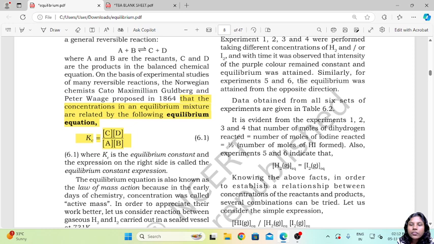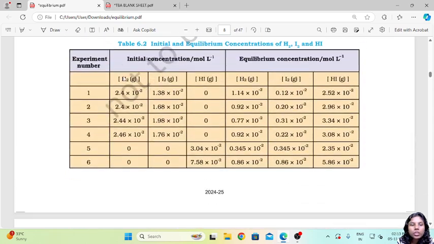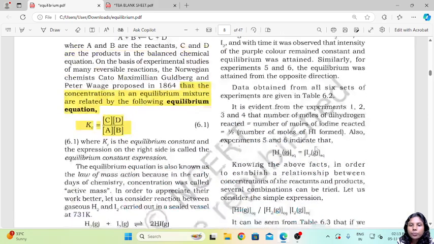Similarly, for experiments 5 and 6, the equilibrium was attained from the opposite direction, because we put the products first. Data obtained from all 6 sets of experiments are given in Table 6.2. Experiments 1, 2, 3, 4 are the ones with varying H2 and I2 concentrations. In 5 and 6, we didn't take H2 and I2, we directly took hydrogen iodide. And here are the respective equilibrium concentrations of each of them.